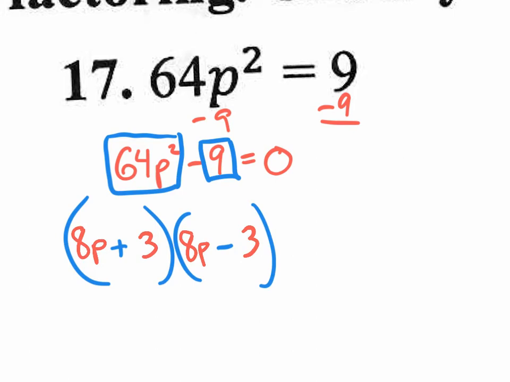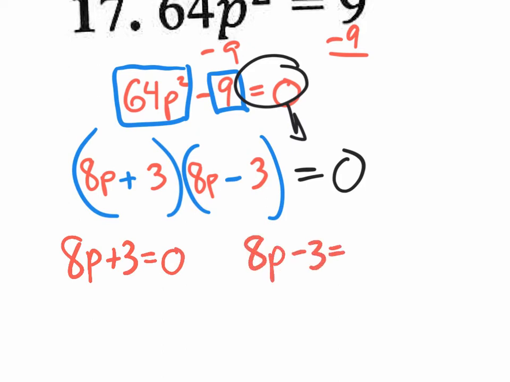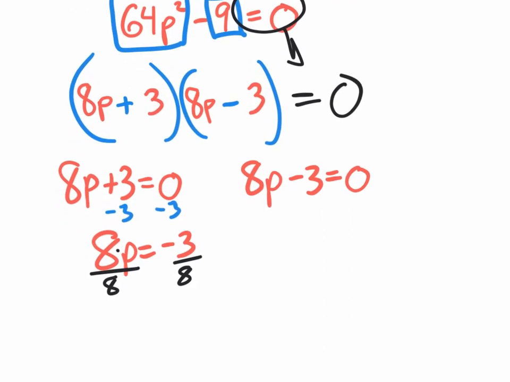But right here they're not asking us to factor, they're asking us to solve. So we still have this equals 0. And now we are able to split them and solve. So I could rewrite it as 8p plus 3 equals 0. And again, 8p minus 3 could also equal 0. And if we solve both, minus 3, we'll have 8p equaling negative 3. And the final step would be to divide by 8. Divide by 8, and you will get p equals negative 3/8.